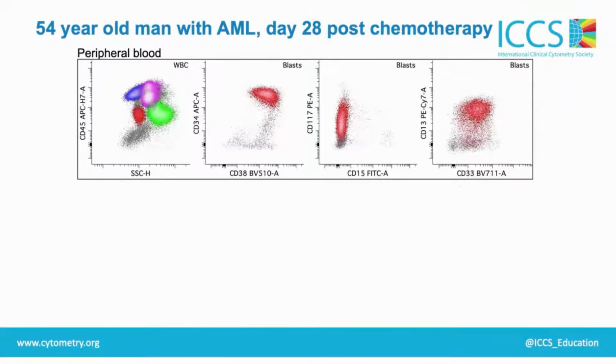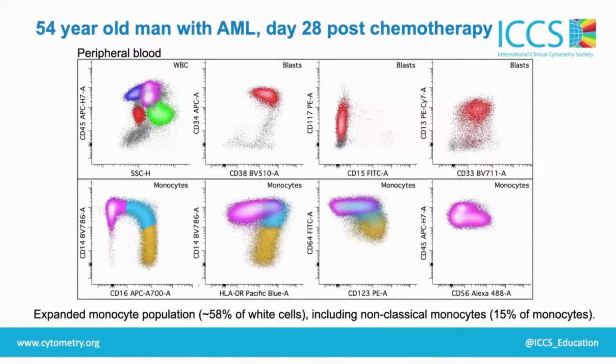This is a 54-year-old man with AML, day 28, post-chemotherapy. The CD34 positive myeloid blasts comprise 3% of the white cells in the peripheral blood and show a normal antigen expression pattern. The monocytes are expanded, accounting for 58% of the white cells and with variable CD56 expression. The monocytes include expanded non-classical monocytes and intermediate monocytes. These monocyte subsets show a normal antigen expression pattern consistent with reactive monocytosis.